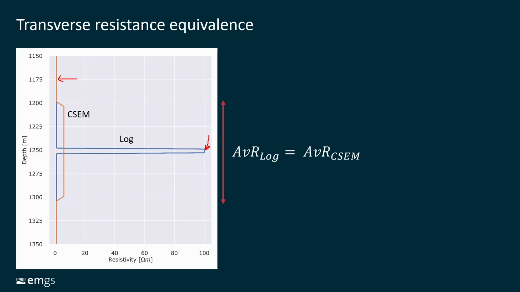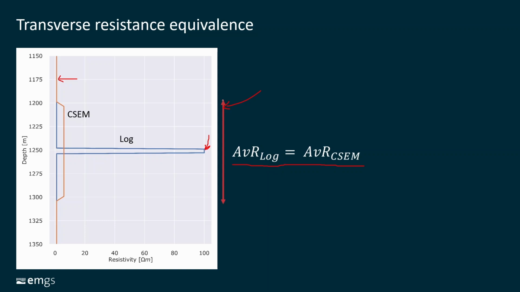But what's interesting is that transfer resistance equivalence applies. It means if you take a window like this one that encompasses the whole CSEM anomaly and you calculate the average resistivity on the log, that should match the average resistivity of the CSEM. So the CSEM is giving you at any given point an estimation of the average resistivity that you will encounter if you drill a well there in a certain window, and the window width is determined by the CSEM resolution.